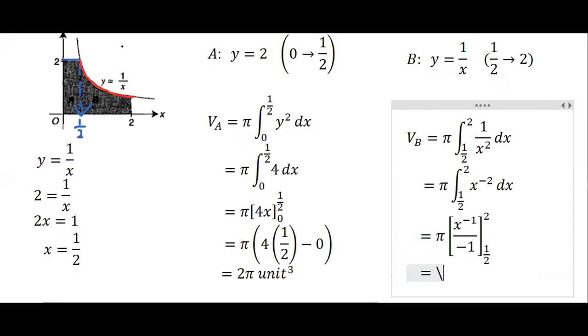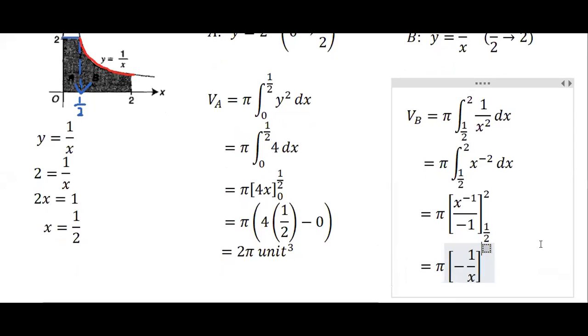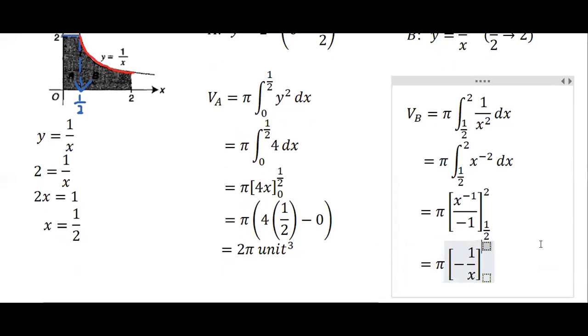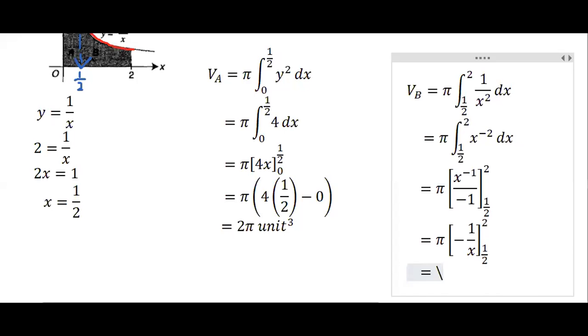Okay, let's fill in. This is pi. Can we bring it down? Okay, can you tell me if I bring it down, what happened? Saya kasih cantik sikit. This one is become what? Negative 1 over x, correct. So from negative 1 over x. Okay, from 1 over 2 to 2, let's put in.